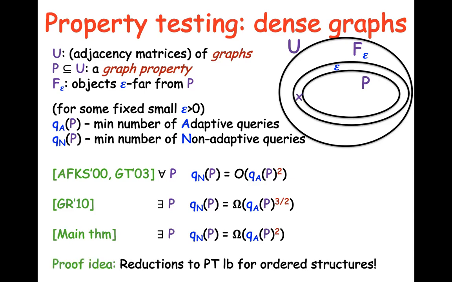The important thing is that the proof is obtained by reductions to property testing bounds in the case of ordered structures like sequences. So we are moving between this unordered case, which is difficult, to an easier one. And how we do it is what I'll explain next.